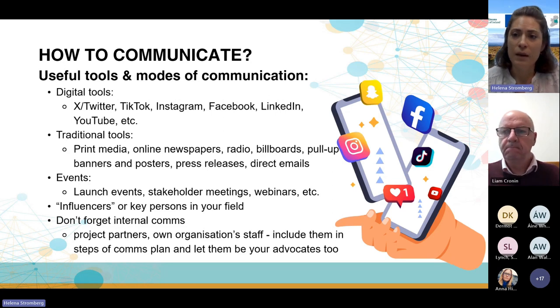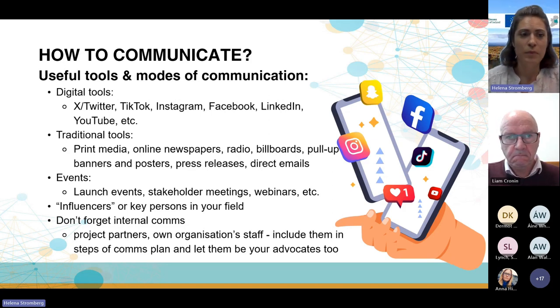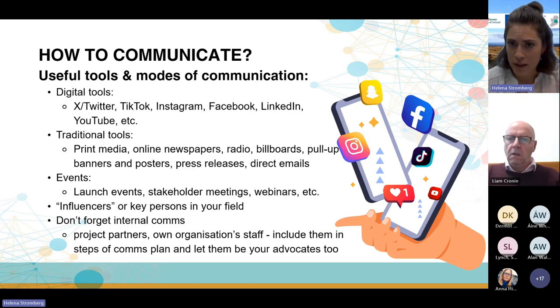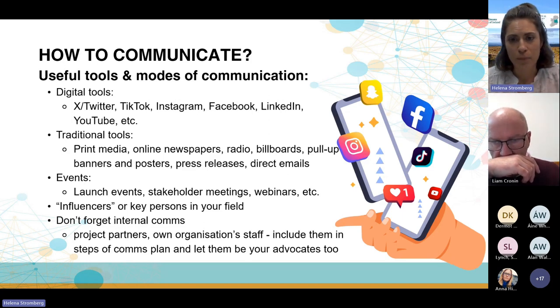Events can be key points in project communication. They can also spark additional communications activities to help you get your message out there. So they can be a means in itself and a mode for additional communication. So use them to your advantage, both the ones that you organize within your projects and others that you attend within the project work itself.